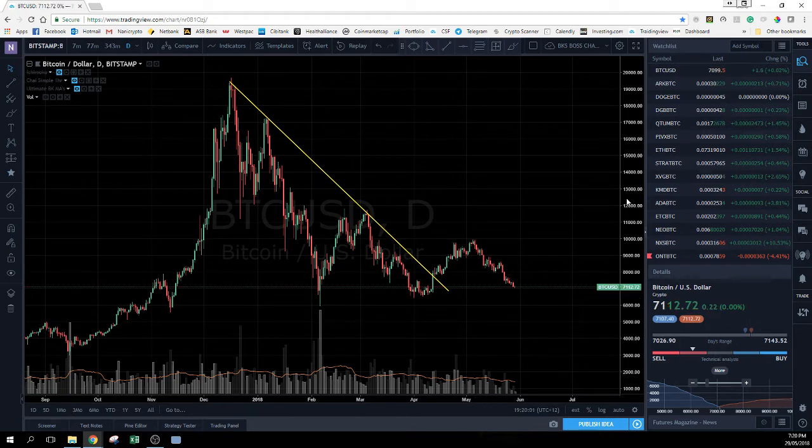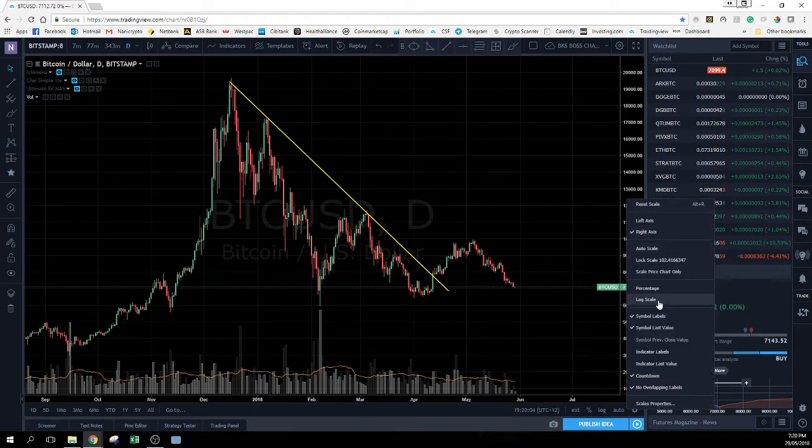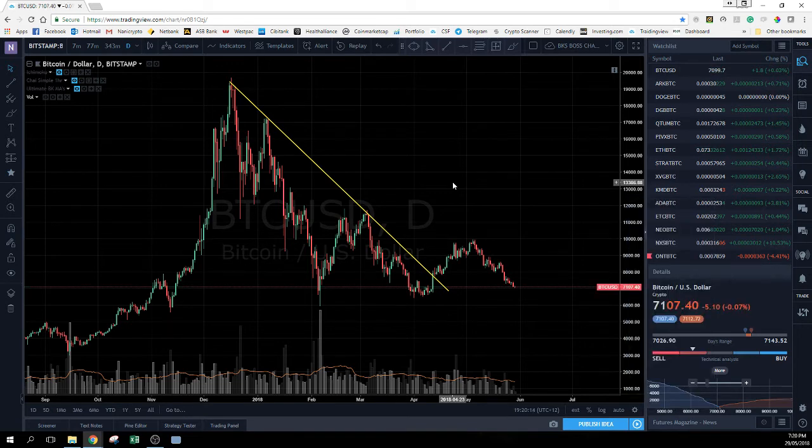So before I have people asking me, I'm not using the log scale. I know with Bitcoin we normally use the log scale, but just to make things more basic and easier to understand, I'm just going to leave the log scale turned off for now. Okay. Now, what does a trend line tell us? A trend line tells you that there is either a support or resistance being set up for a chart.